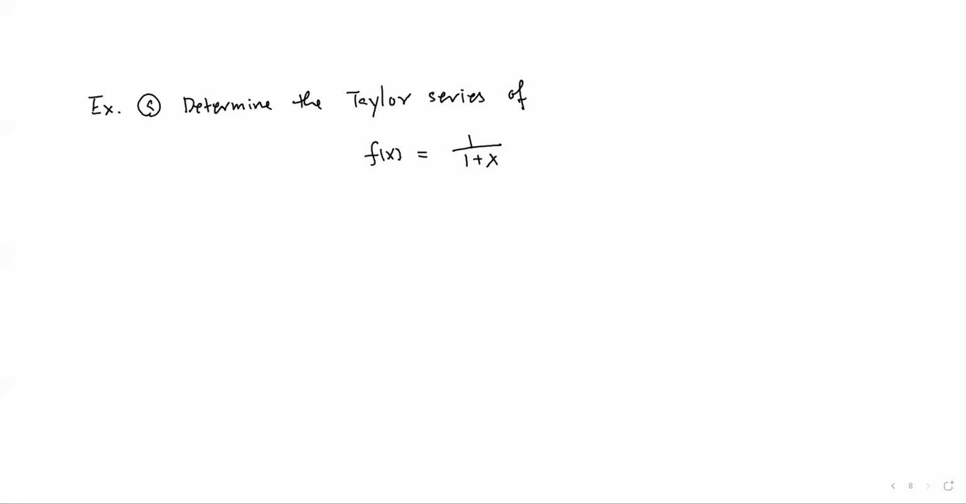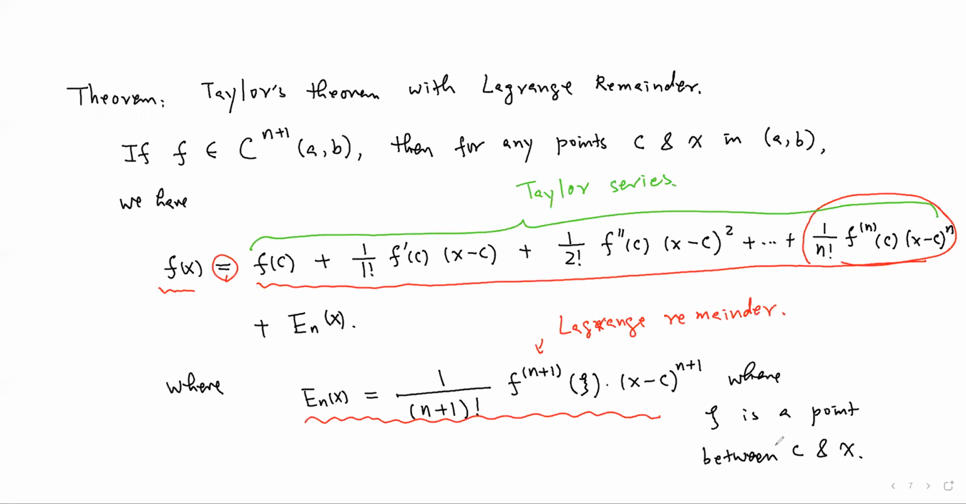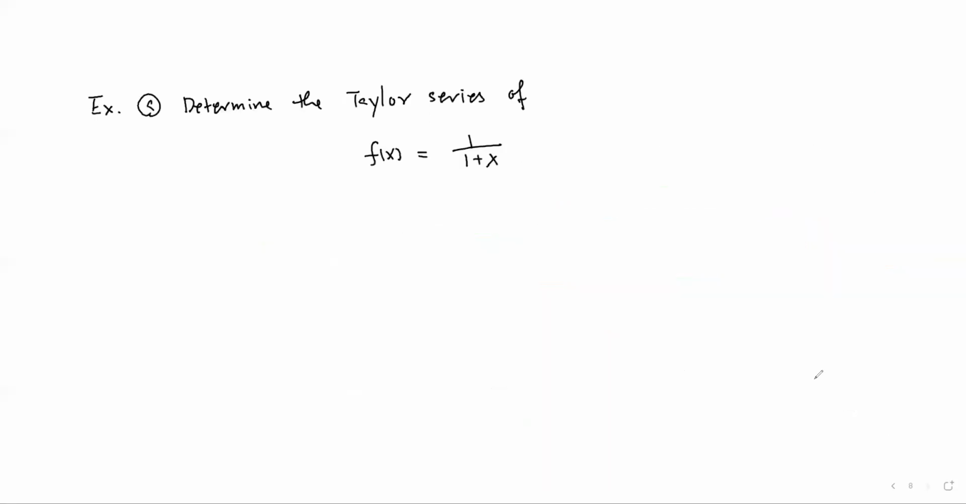In the theorem, we have an interval AB. We also have a point c. With the interval AB being, let me see, negative 1, 1. The point c is 0. Okay, now let me solve this part first. Solution.